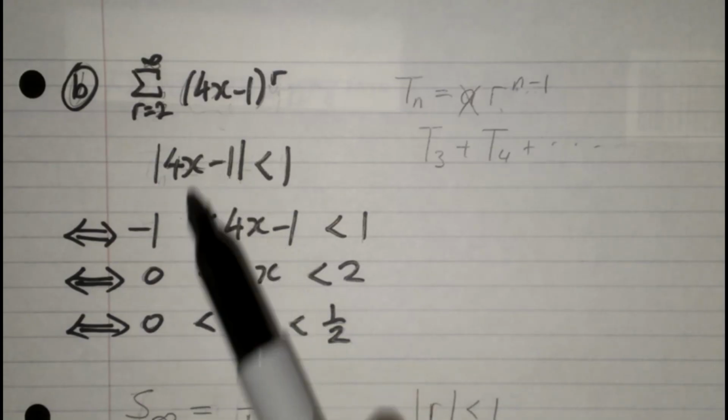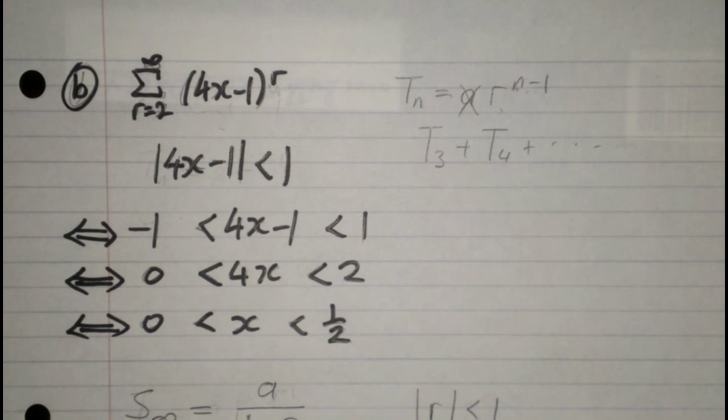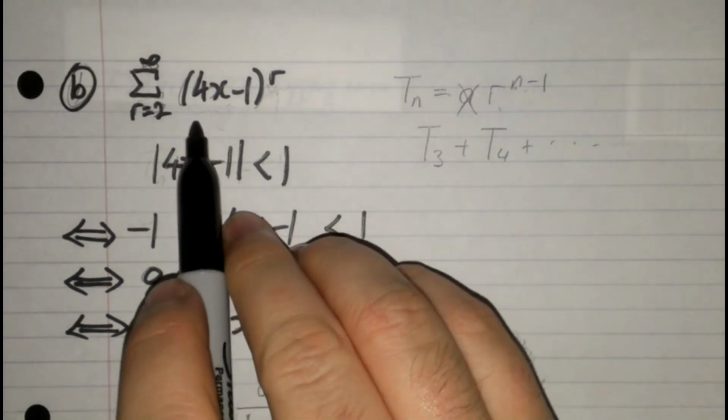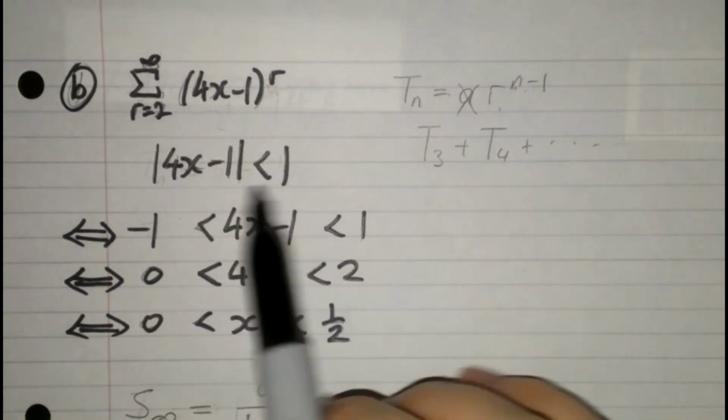Here's what we're given then, the 4x minus 1 to the power of r. For what values of x is this going to be convergent? Since we know it converges, the question says it does converge, and we just want to find out which values of x will make it converge. It's going to be true whenever we're eventually adding on 0 all the time, or pretty much 0. So when are we going to be eventually adding on 0?